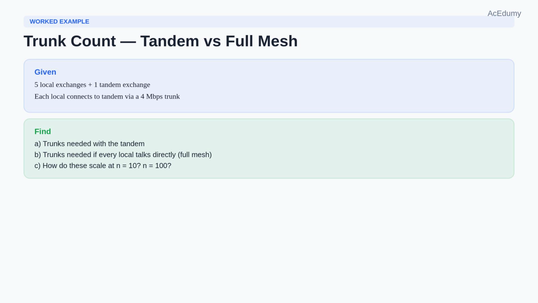Part B. If we throw the tandem out and connect every local exchange directly to every other local exchange, a full mesh, how many trunks now? Part C. Do these numbers stay close as the network grows? What happens at 10 exchanges or 100?